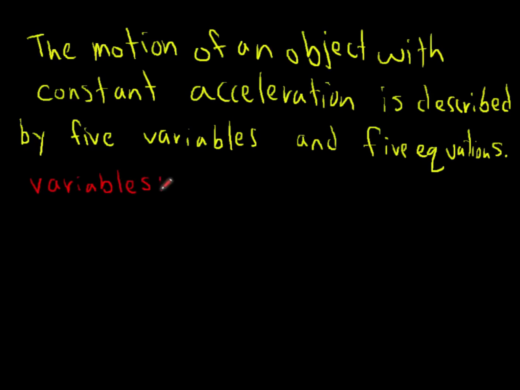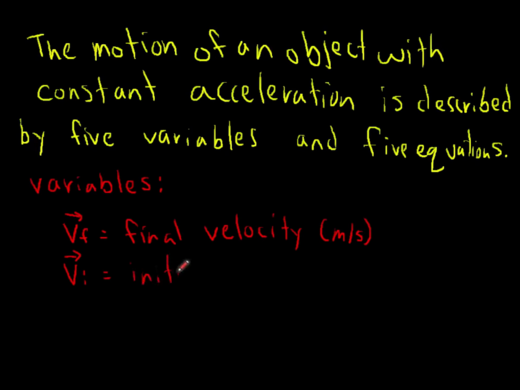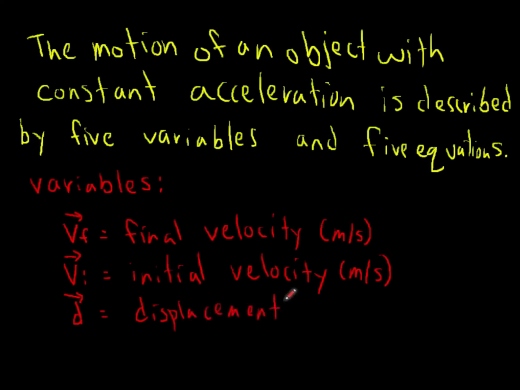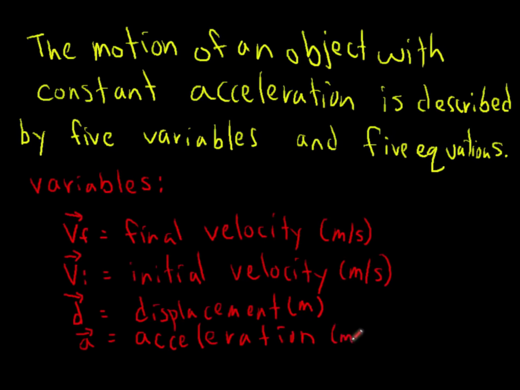The 5 variables that we use are Vf, which is final velocity in meters per second, Vi, which is initial velocity in meters per second, d, which is displacement in meters, and a, which is acceleration in meters per second squared. t, time, is in seconds.